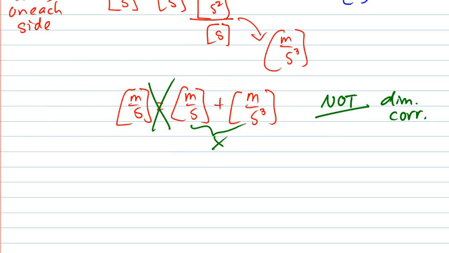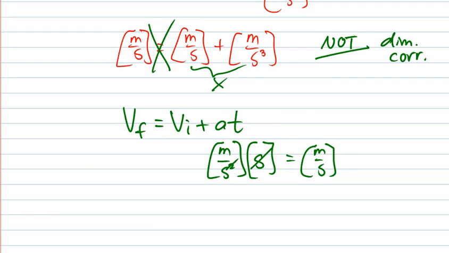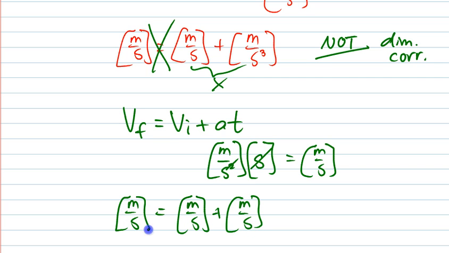On the other hand, if we write it like this, v f equals v i plus a times t, we see that it could be correct, because we have meters per second squared times seconds, and that does give us the correct units of meters per second. Now if we have meters per second on one side plus another meters per second on the other side, that's okay. All we need is for these things to all be the same.